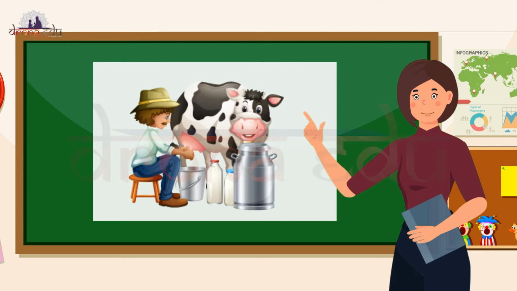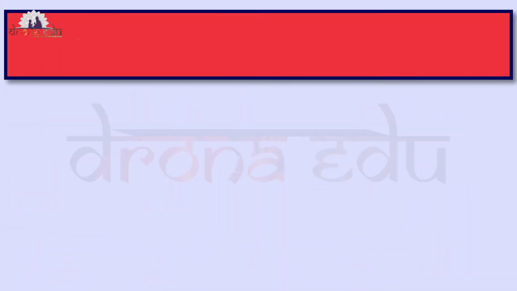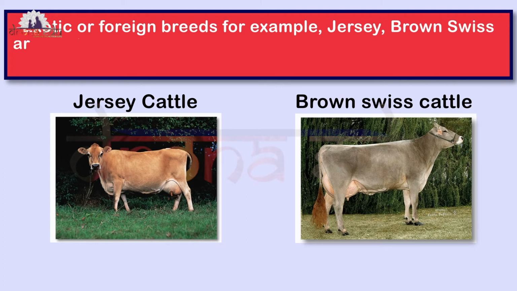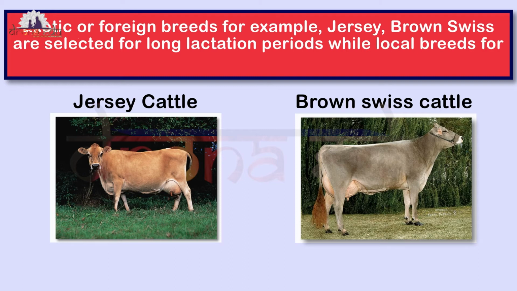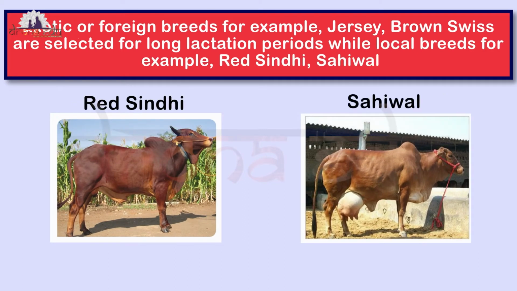So, milk production can be increased by increasing the lactation period. Exotic or foreign breeds, for example, Jersey, Brown Swiss, are selected for long lactation periods, while local breeds, for example, Red Sindhi, Sahiwal, show excellent resistance to diseases. The two can be crossbred to get animals with both the desired qualities.